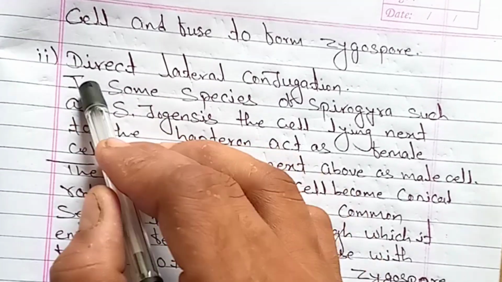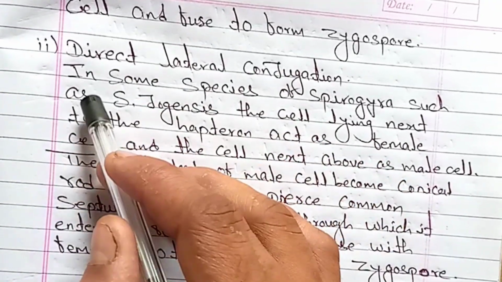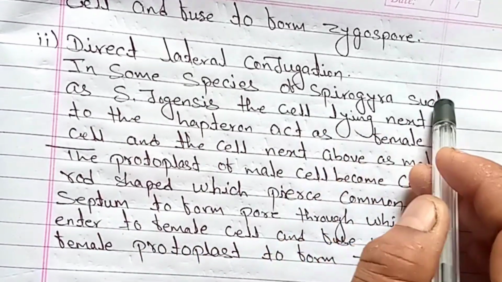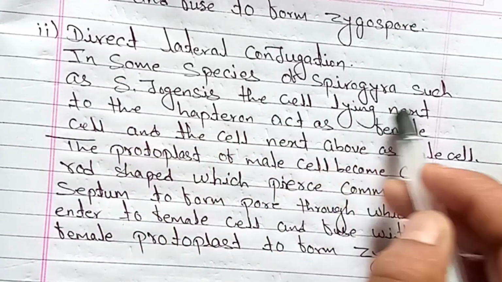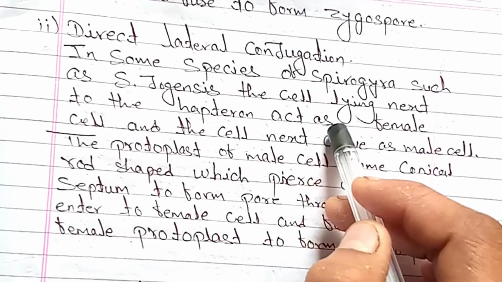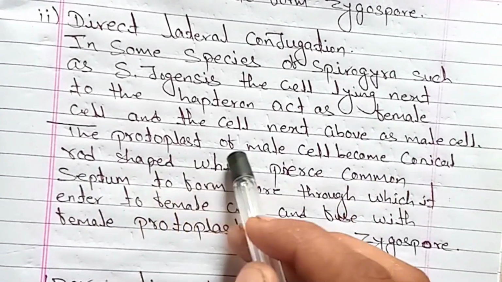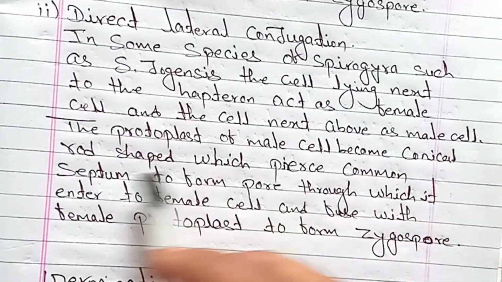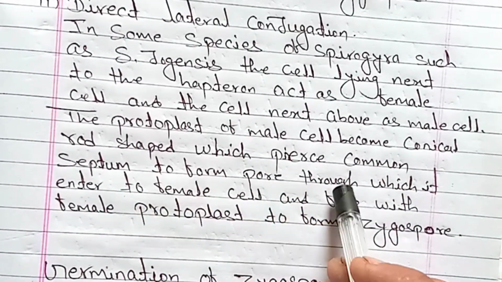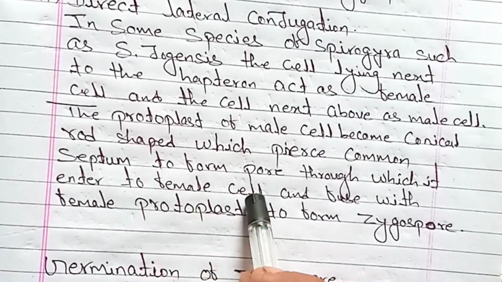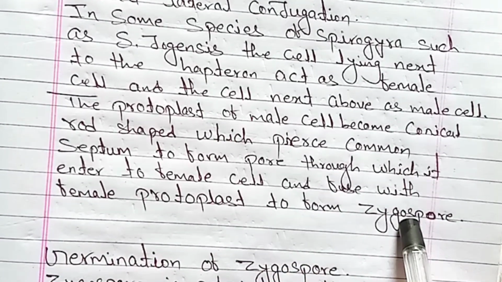So point number 2, direct lateral conjugation. In some species of Spirogyra such as Spirogyra jogensis, the cell lying next to the septum acts as the female cell and the cell next above as the male cell. The protoplast of the male cell becomes conical rod shaped, which passes through the common septum to form a pore, through which it enters the female cell and fuses with the female protoplast to form a zygospore.